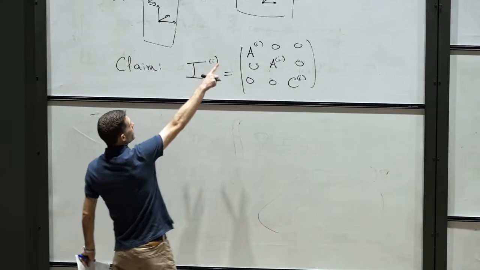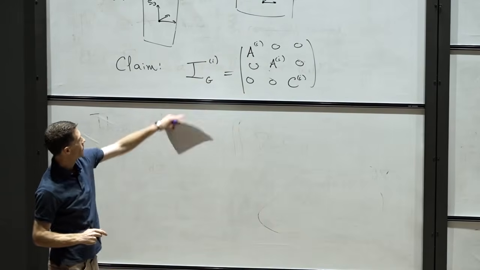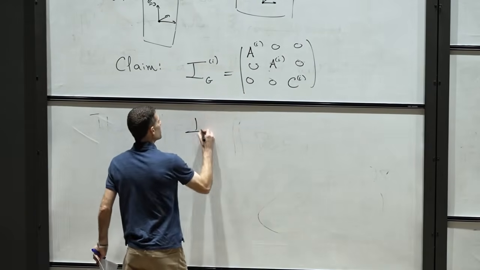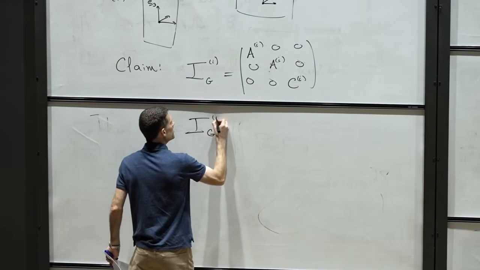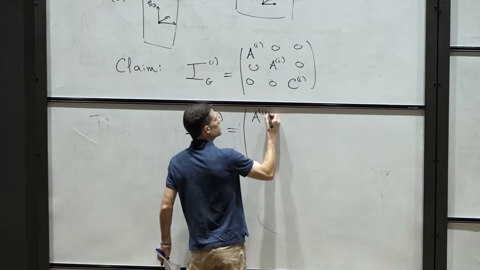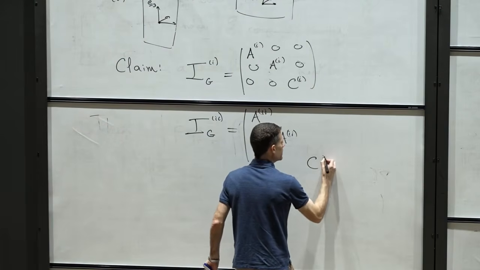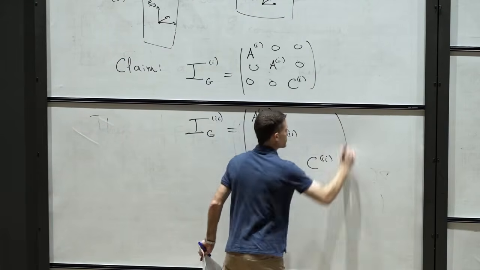And I_G is going to be the same thing in this scenario too. The only thing that's going to change is the values of the A and the C. So I_G2 will also have that form. We'll call it A2, A2, C2, and then zeros.